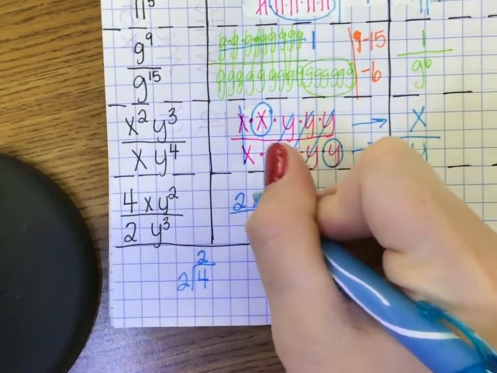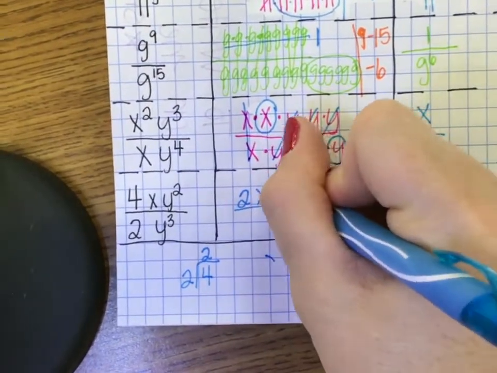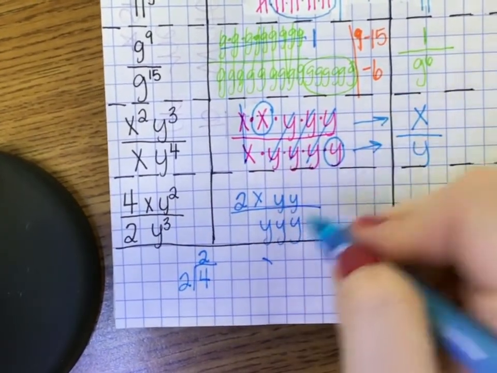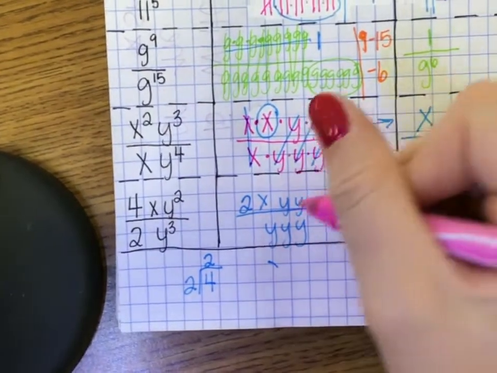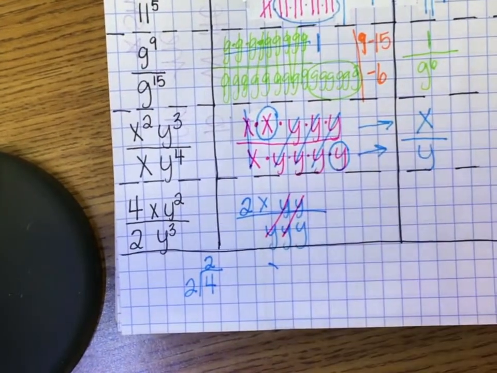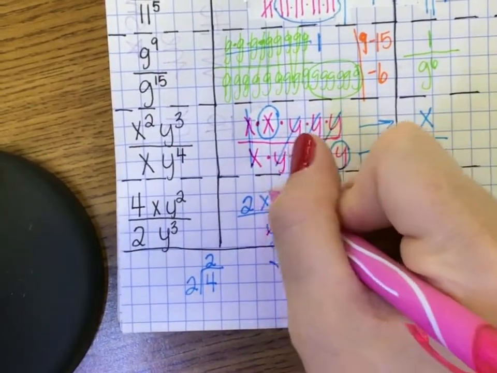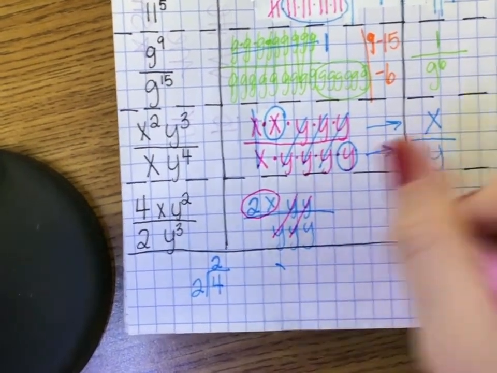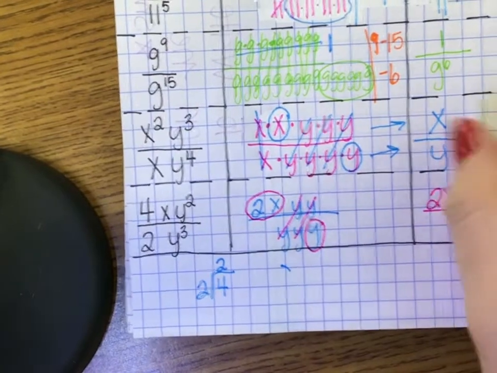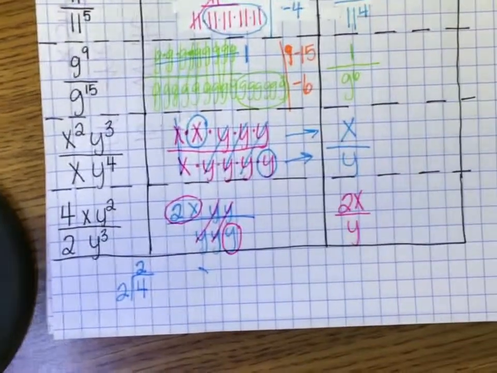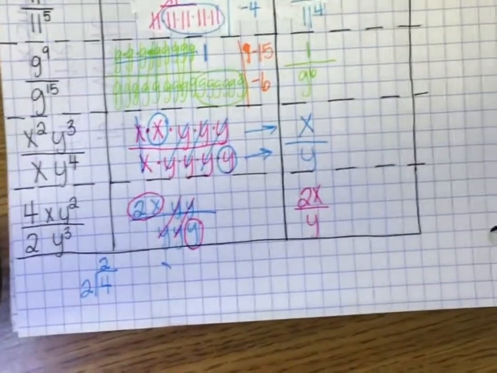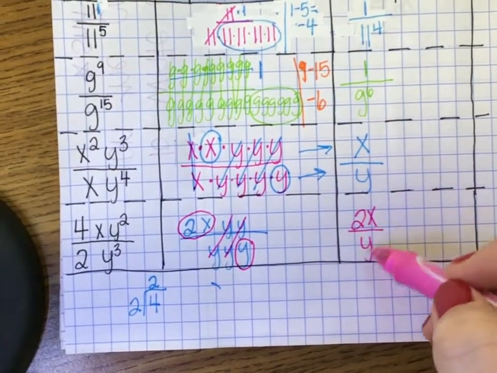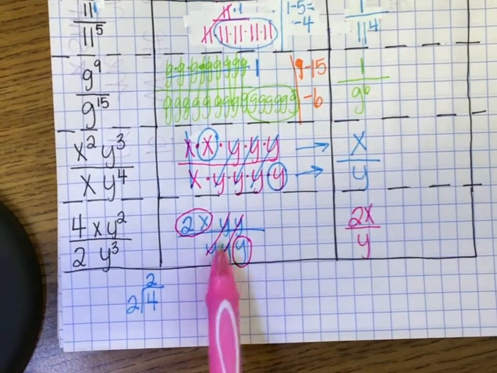Then we have an X, we have Y, Y, and then we have 3 Y's on bottom. Again, cancel, cancel. The only thing left on top is a 2X, and the only thing left on bottom is a Y. So it'd be 2X over Y. It's just a coincidence that the X stayed on top here and the Y was on bottom. That doesn't always have to be the case. It just depends on where everything is left.